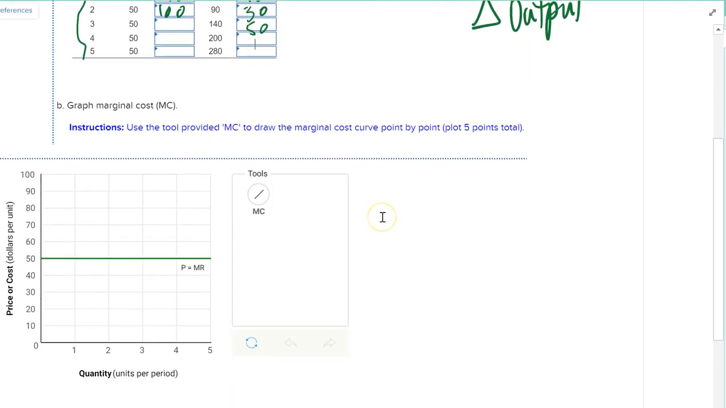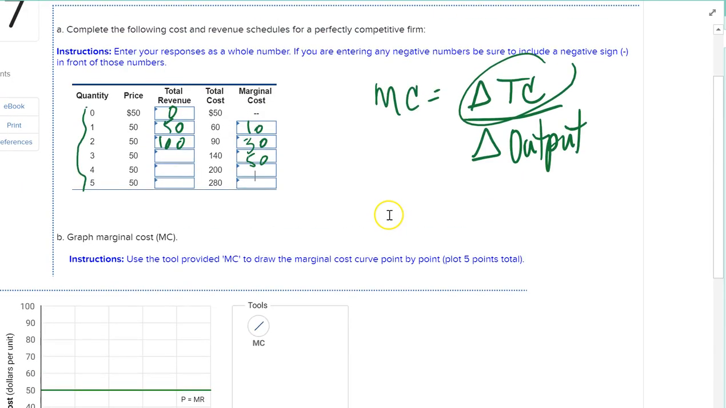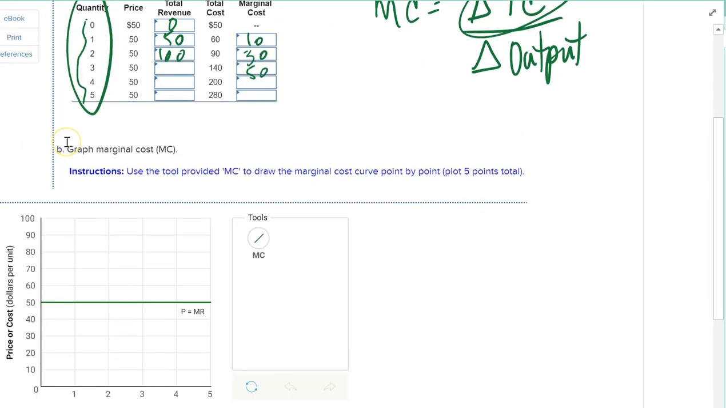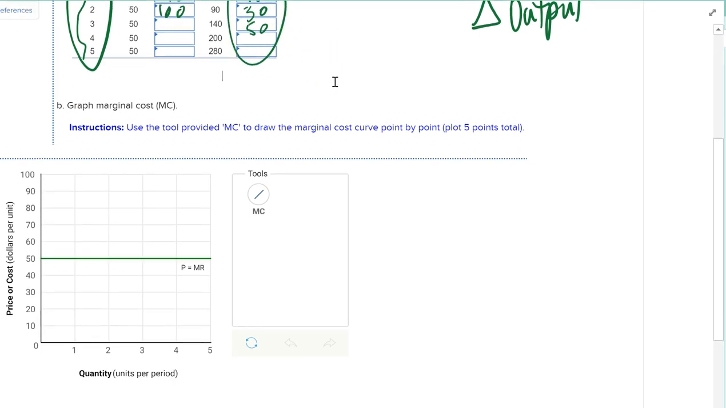Then they ask us to graph the marginal cost. So we're going to take quantity on the horizontal axis and our marginal cost information on the vertical axis, and we're going to put that into a graph. And we're going to get something, and I'm just drawing a line here, so don't think that I've plotted any points, but you're going to get something approximately like that.